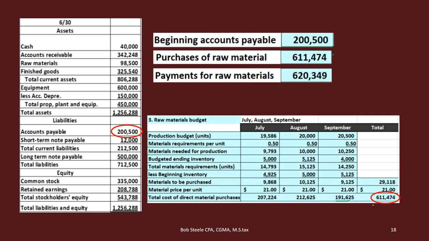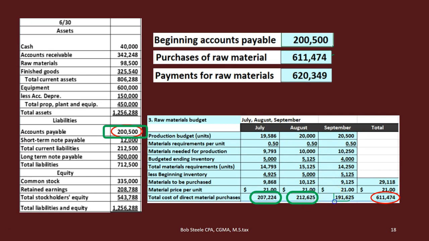Then we have to think about how much payments for raw material. How much did we pay? And the assumption is that we pay the month following. We pay for the full previous month, the month following. So that means in July, we paid the 200,005 that we purchased the month before, and then in August we paid the 207, and then in September we paid this 212 for the purchases.